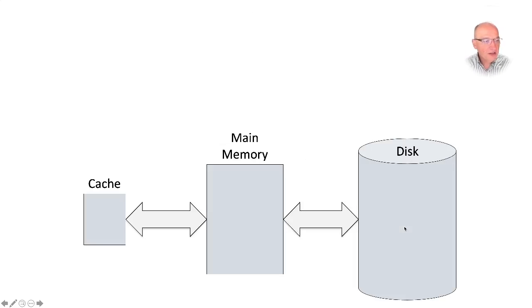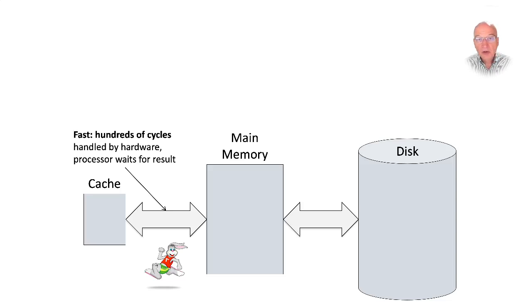So what we have here is the cache, the main memory, and the disk. And the exchange of data between the cache and the main memory is very fast. It only takes hundreds of cycles at most for us to bring the data from the main memory into the cache. So this is completely handled by the hardware, and the processor, when there is a cache miss, will simply wait for the result and will not change what it's doing.